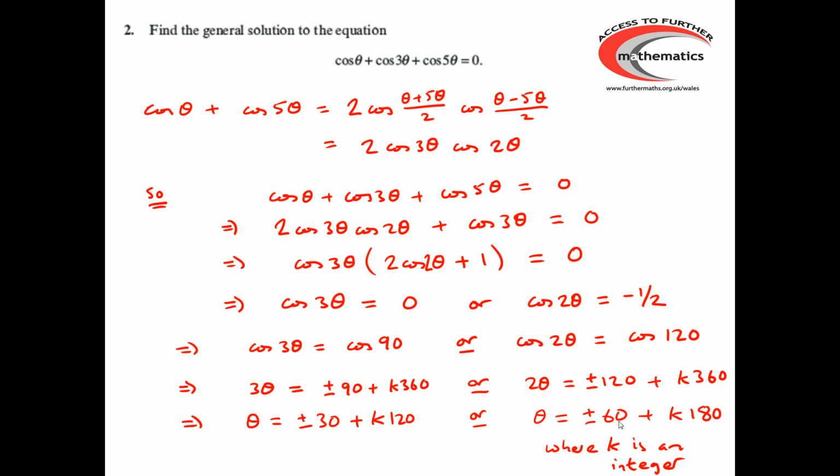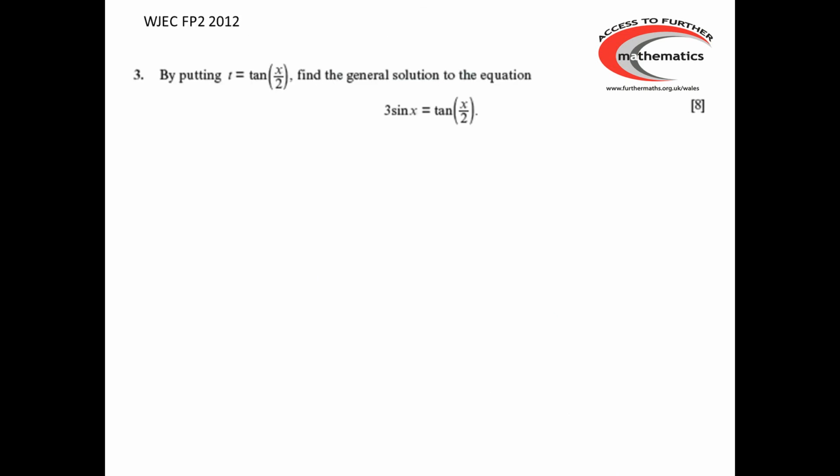So now let's move on to a second question, which comes from the 2012 paper. We've got to use the t = tan ½x substitution to find the general solution to the equation 3 sin x = tan ½x.